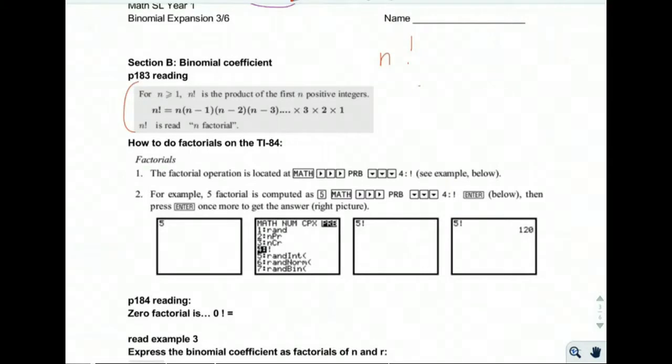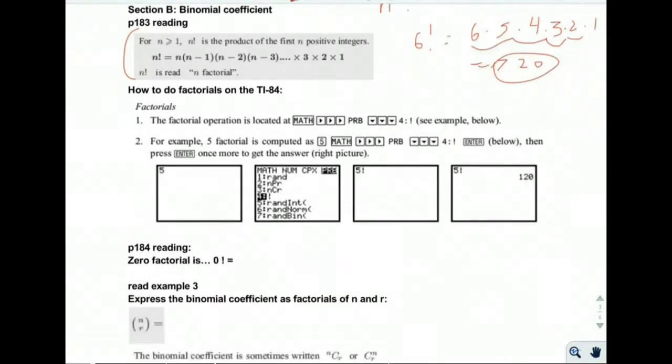For example, 6 factorial is equal to 6 times 5 times 4 times 3 times 2 times 1, which is the same as saying, I wrote messy there, this would be 30 times 4, which would be 120, times 3, which would be 360, times 2 is 720. It would be 720. Okay?